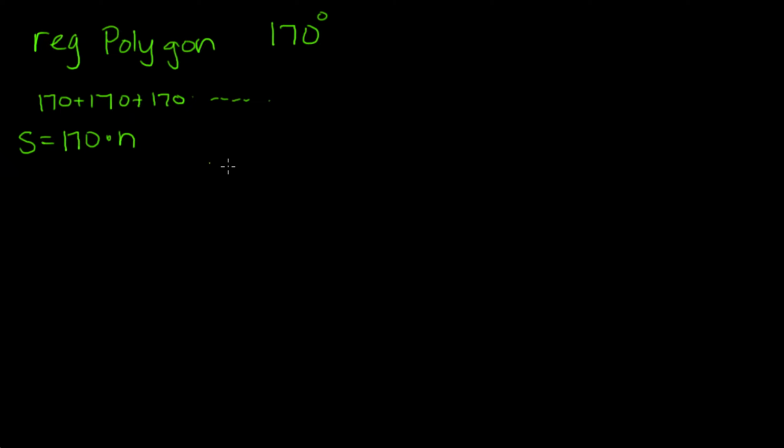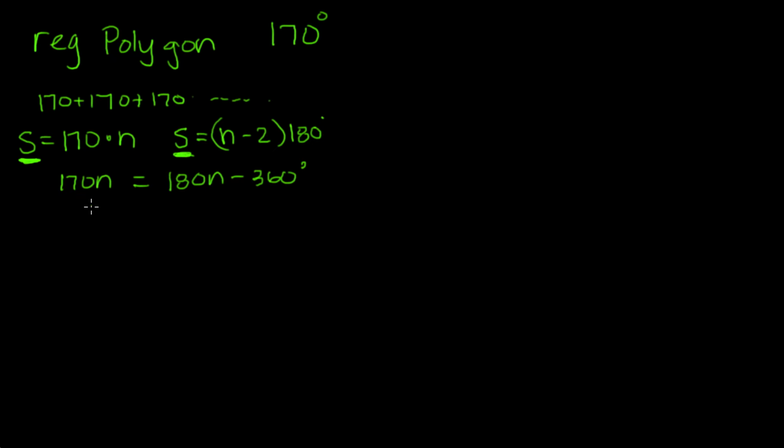But there's a second equation. We also know that the sum of the angles is equal to the number of sides minus 2, the number of triangles, times 180. So I could figure it out with this equation or with this equation. The good news is that the sum of the interior angles is identical for both of these equations, which means we can say 170n is equal to, distribute this through, 180n minus 360 degrees.